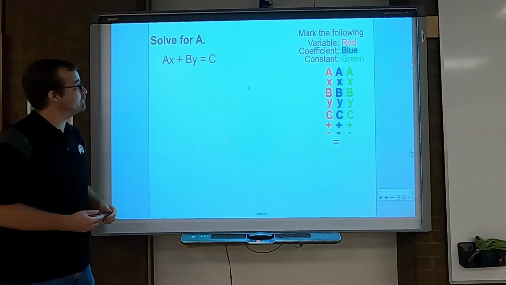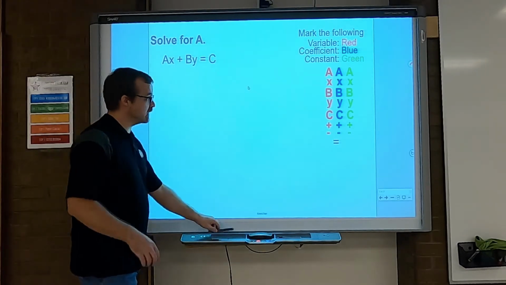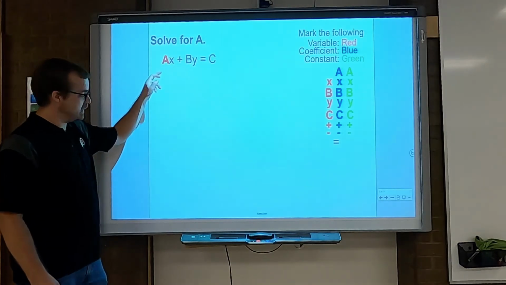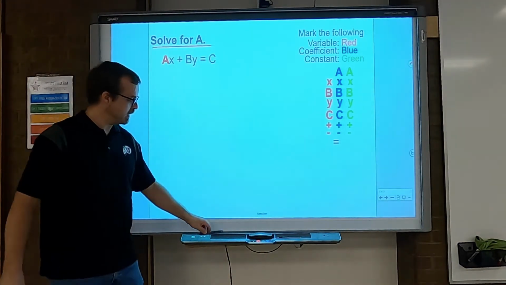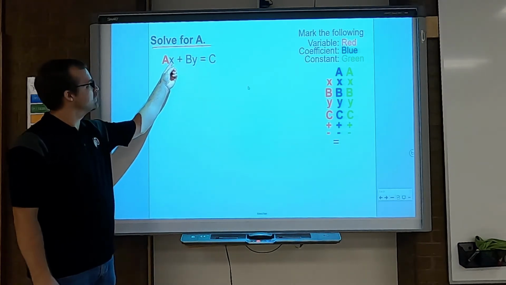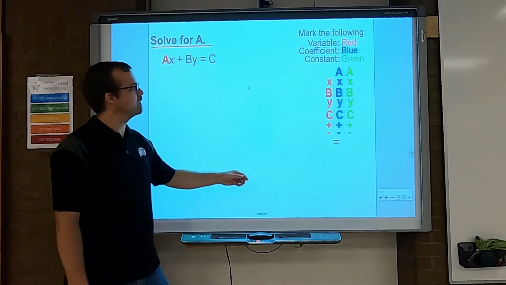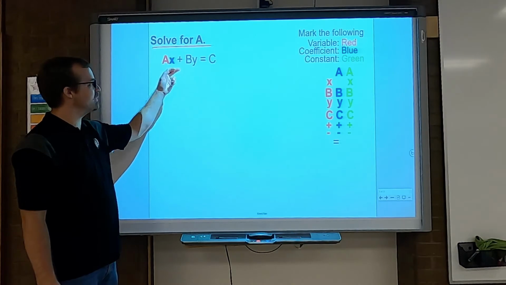We're going to solve for a. A is our variable, so I'm just going to identify it with this right here. A is our variable. That's what we're solving for, because it tells me that's what we're solving for, right? A. So what does that make x? Coefficient. And why is x the coefficient? It's touching the a. Now, usually the coefficient is on the left-hand side.